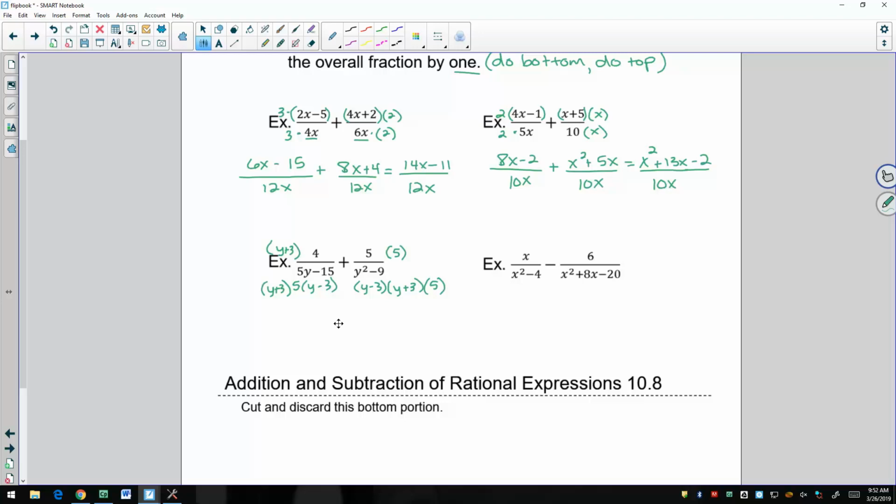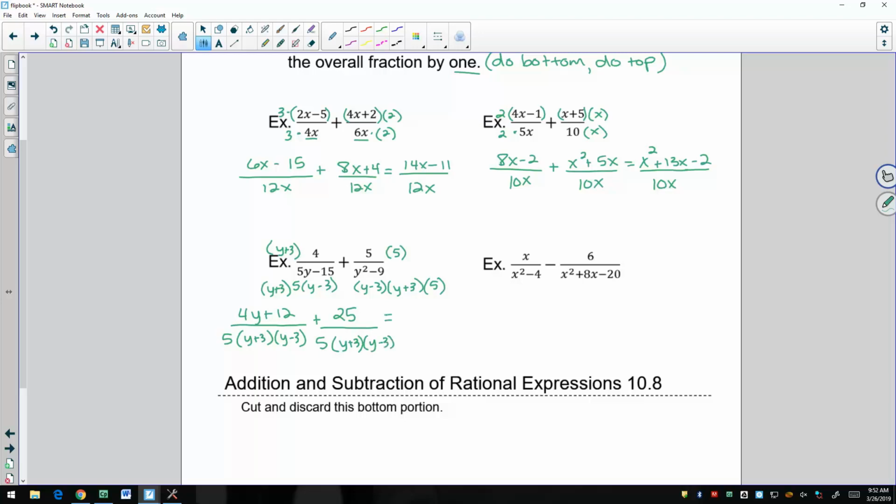So I know that the bottom of my answer is going to look like this. And it really doesn't matter what order you put them in because it's multiplication, but usually we do put the number out in front and then the parentheses that have the variables second and third. So on the top, I've got to multiply that out. If I multiply this top by y plus 3, I get 4y plus 12, all over 5 times y plus 3, y minus 3. So that's my common denominator. Plus 5 times 5 is 25, all over 5 times y plus 3, y minus 3.